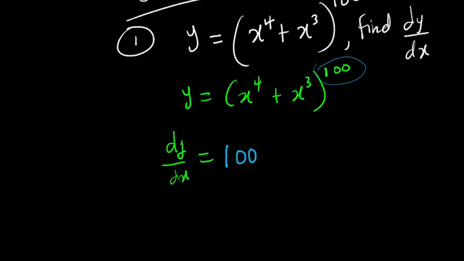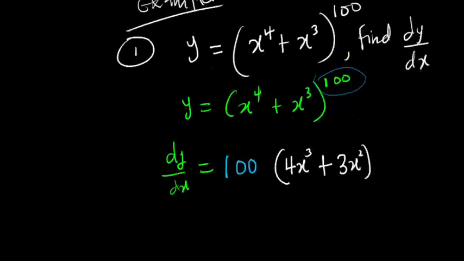Followed by differentiate what is inside this thing according to what we've done earlier. So for the first one, we have 4x raised to power 3, plus differentiate this one as well, 3x raised to power 2. Now, the next thing is to write everything given back. We have x raised to power 4 plus x raised to power 3, raised to power 100. You will now subtract 1 from that 100. That is the concept.